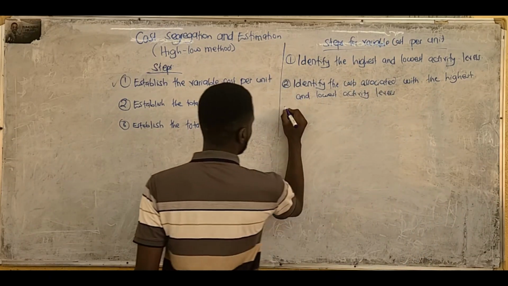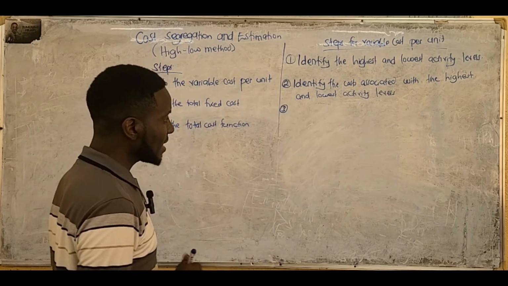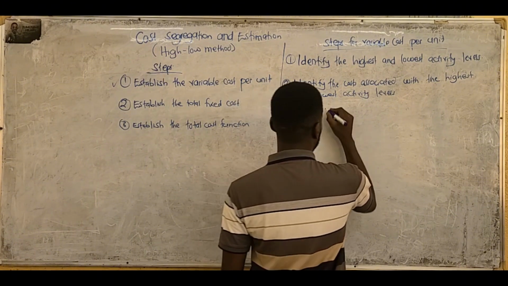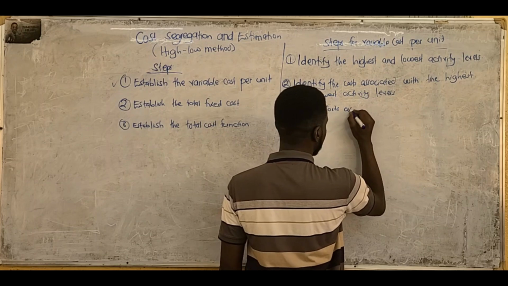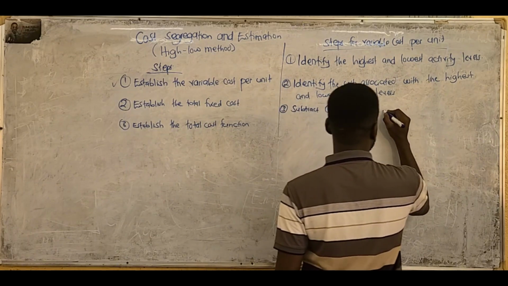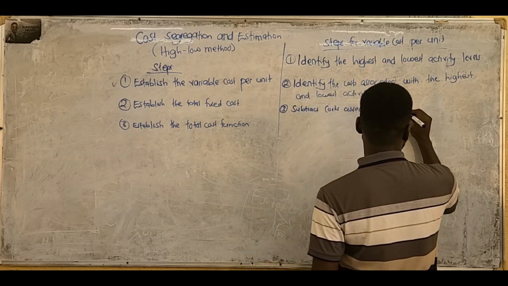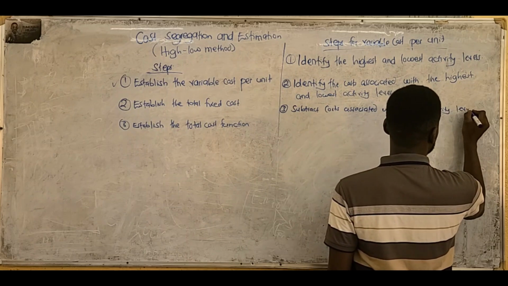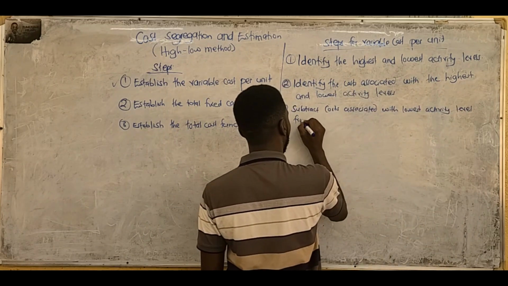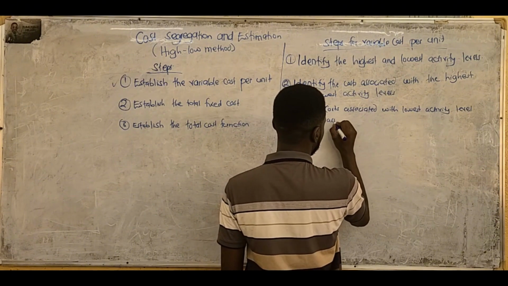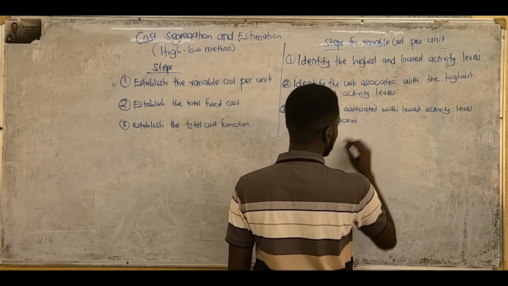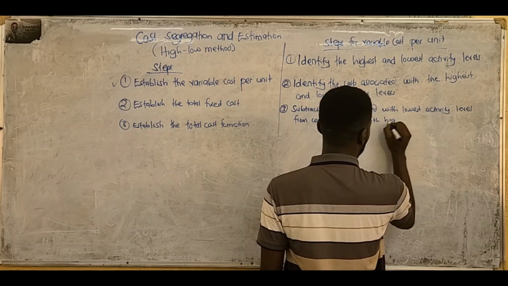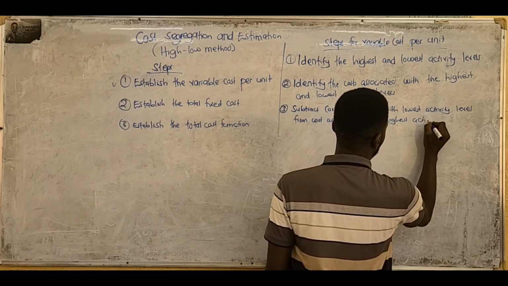Then, after that, we go to the third. Okay, now the third is subtract costs associated with lowest activity level from cost associated or corresponding with highest activity.